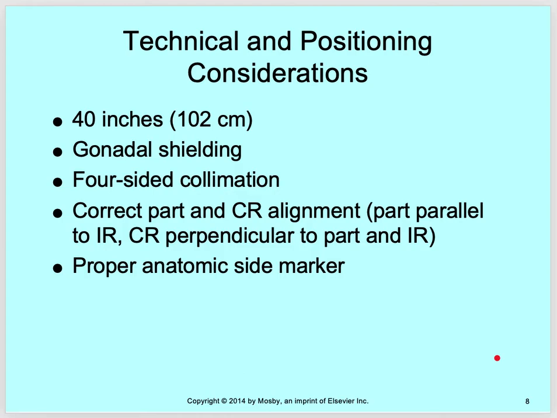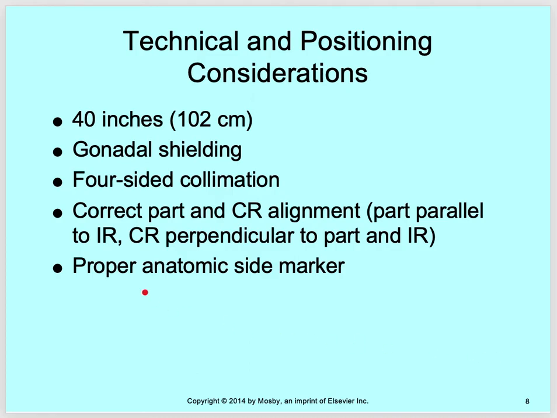So 40 inches, gonadal shields for sure, gonadal shielding. So make sure that you place a lead apron on them somehow. Always four-sided collimation. Your CR alignment is parallel to the image receptor. Your central ray is perpendicular to the part and the IR, unless of course you're using an angle, and then make sure that you have the proper angle and that angle is centered to that image receptor.